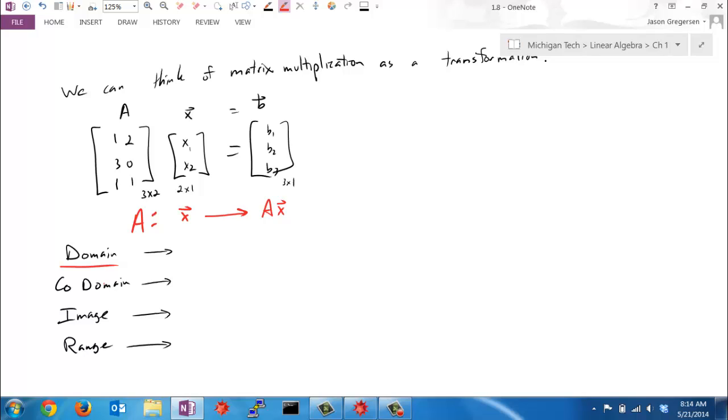1, 2. Absolutely, 1, 2. How come not 1, 2, 3? I can't put that in here, right? I couldn't do the multiplication, so it has to be 1, 2, or 2, 4, something like that. So that's the input, this x value. And it's a two-dimensional vector, so the space where all my inputs live is R2. And that's where my inputs live.